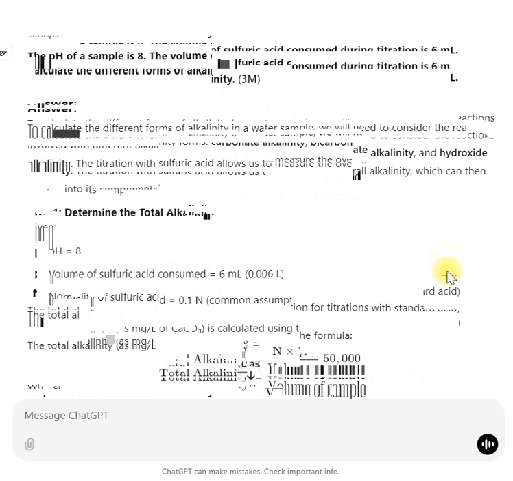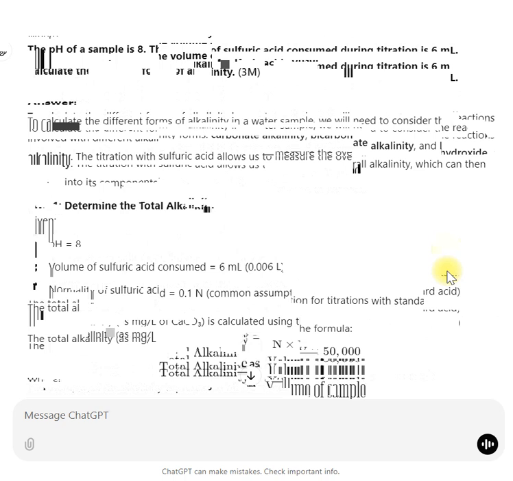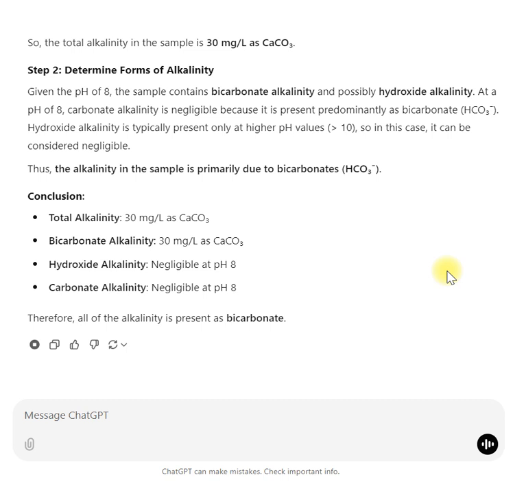Step 2: determine forms of alkalinity. Given the pH of 8, the sample contains bicarbonate alkalinity and possibly hydroxide alkalinity. At a pH of 8, carbonate alkalinity is negligible because it is present predominantly as bicarbonate, HCO3 minus. Hydroxide alkalinity is typically present only at higher pH values, above 10. So in this case, it can be considered negligible. Thus, the alkalinity in the sample is primarily due to bicarbonates, HCO3.